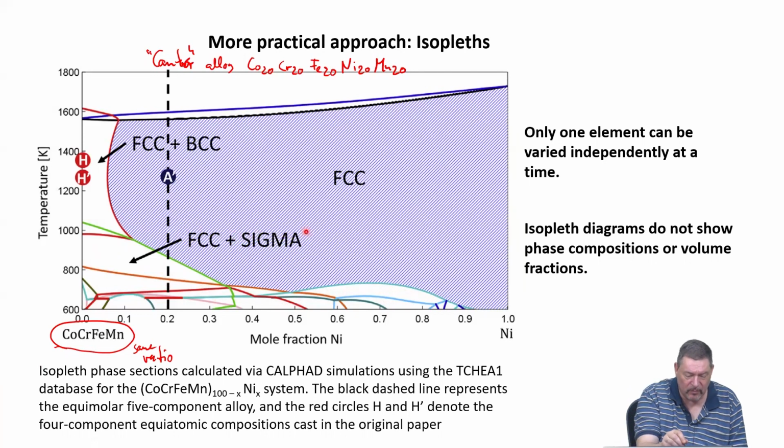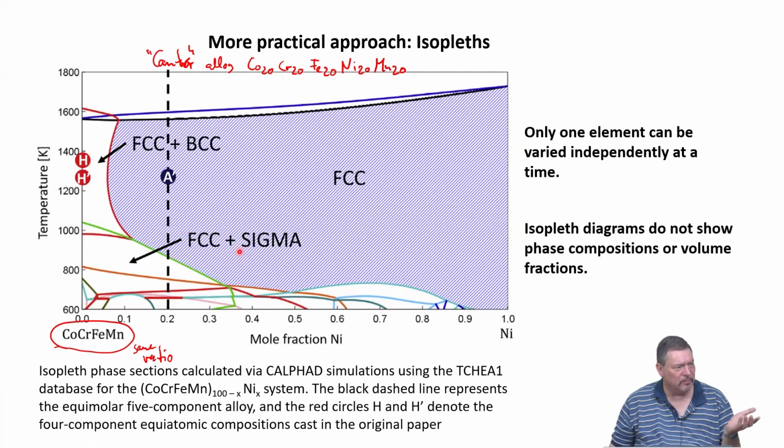Some of them you don't want to have in your material at all, because sigma phase is again an intermetallic compound, so specific stoichiometry. It's very brittle, so when you have it in your material and you deform it, your material will probably break. So you don't like it. It's a very big problem also in steels.